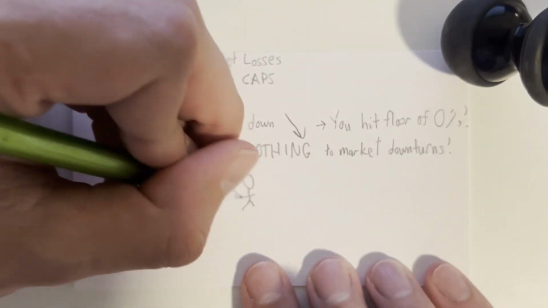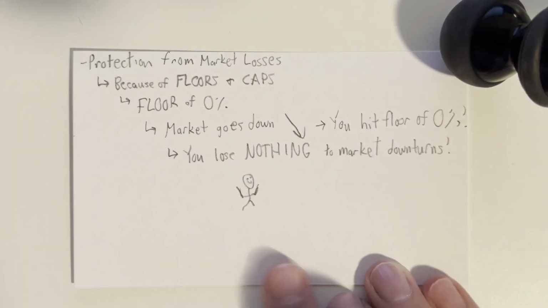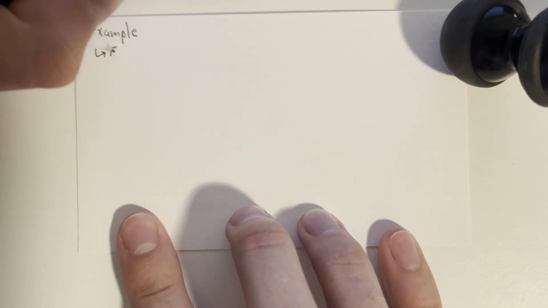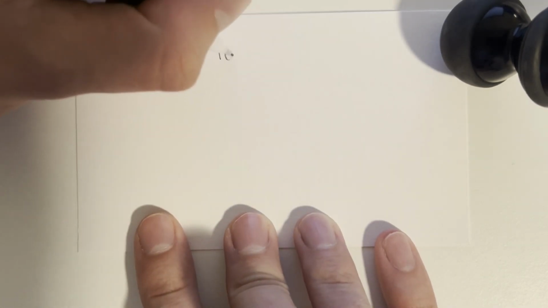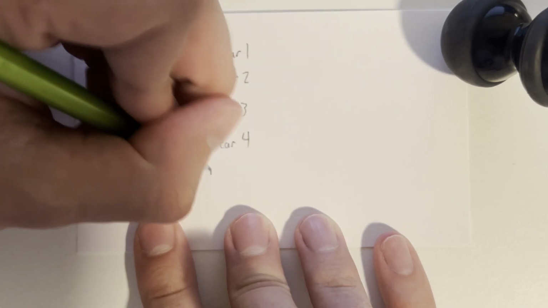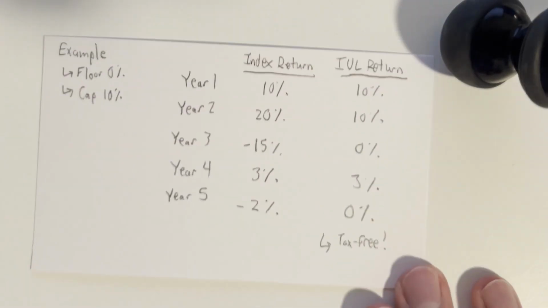Protection from market losses, how does that work? That's because you have floors and caps. Let's say you have a floor of 0%. If the market goes down, say -5%, you hit your floor of 0%. So you lose nothing due to market downturns. Nice. The caps are the opposite. Let's say you have a cap of 10% and the index fund does 12%. You only get 10.